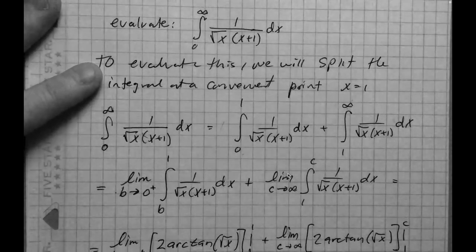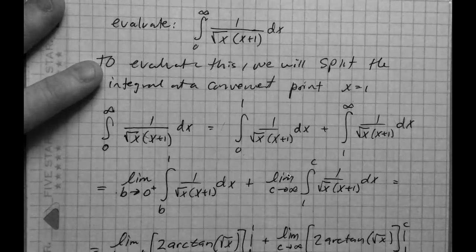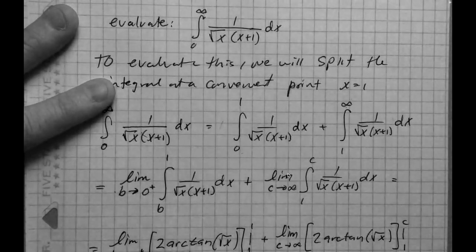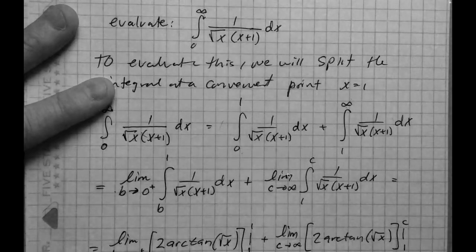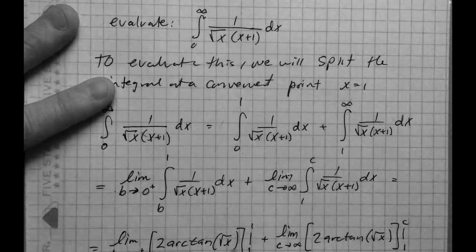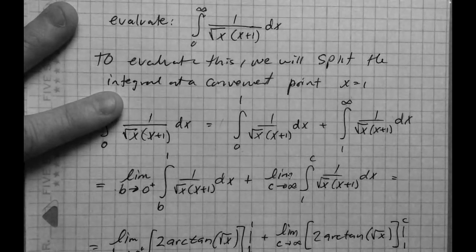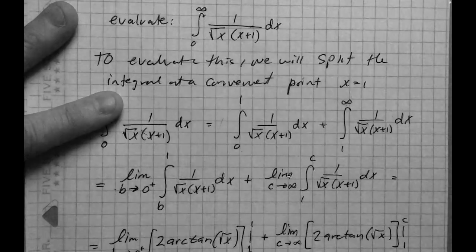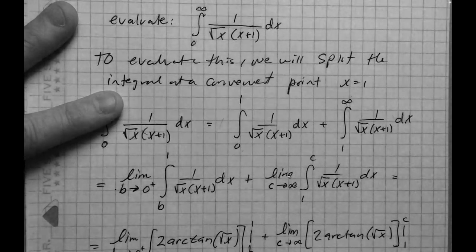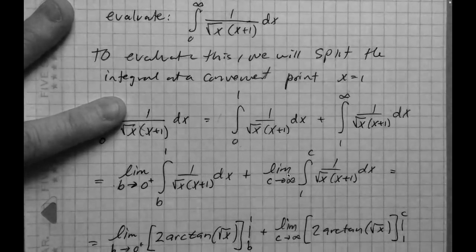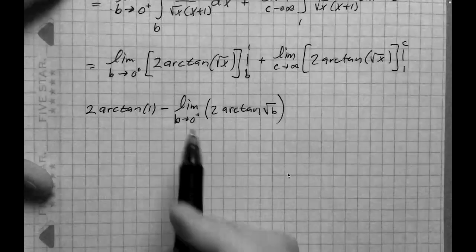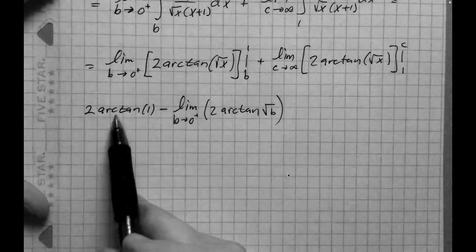All right, and so we can plug everything in here. What we're going to get is 2 times the arc tangent of the square root of 1, so 2 times the arc tangent of 1. And then it's going to be minus the limit as b approaches 0 of twice the arc tangent of the square root of b. Okay, so that's this one. So twice the arc tangent of 1.